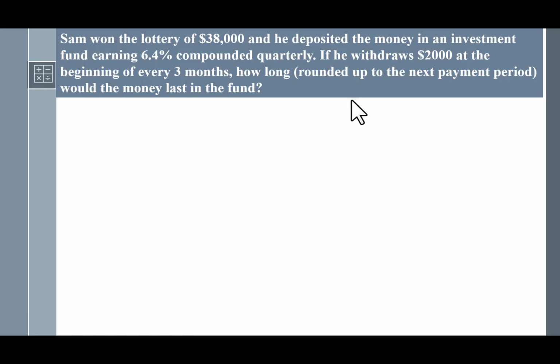So let's look at this example. Lottery, 38,000, and he deposited the money. So that's present value, because he won now and deposited. Earning 6.4 compounded quarterly. Withdraw 2,000 at the beginning of every 3 months. So withdraw 2,000, that's the PMT. Quarterly, every 3 months, means compounding period and payment period are the same. But it's at the beginning, so make sure you set your calculator to begin. How long would the money last in the fund?